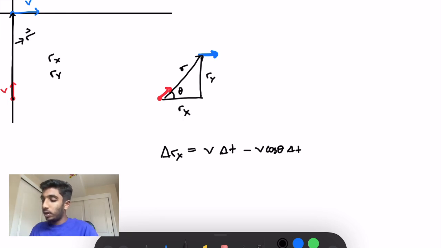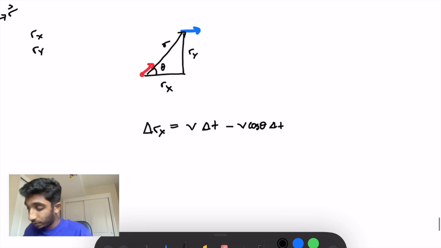Why is this true? Well, it's simple vectors, because the velocity is traveling at a vector of angle theta to the horizontal. Its horizontal component is v cosine theta. So for a time delta t, he approaches the robber by a small distance of v cosine theta delta t. So now we found what delta r of x is.